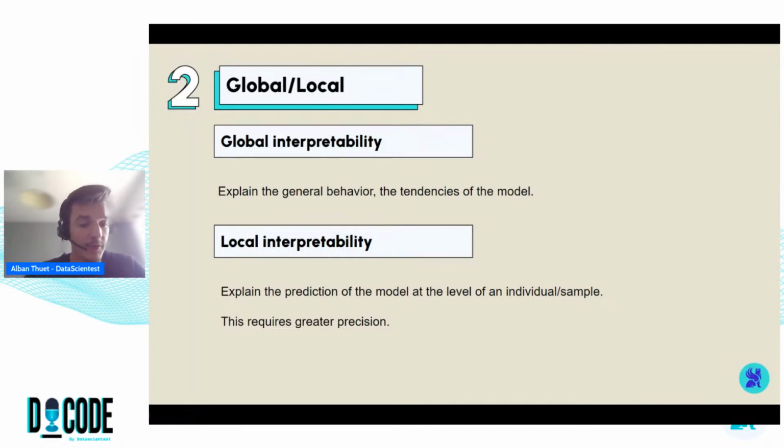So those features can be reached with local interpretability. But if you only have a global interpretability method, you will just be able to say, okay, generally speaking, if you are a little bit richer, you will be able to have a loan, but I'm not sure that in your specific situation this will work.